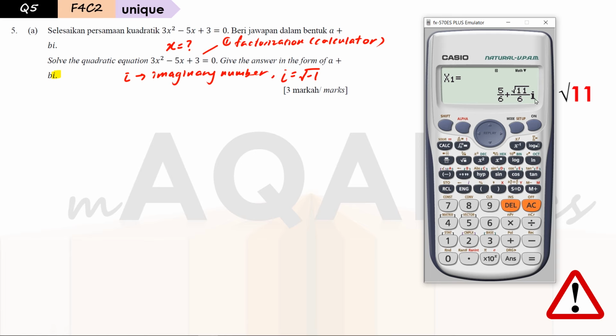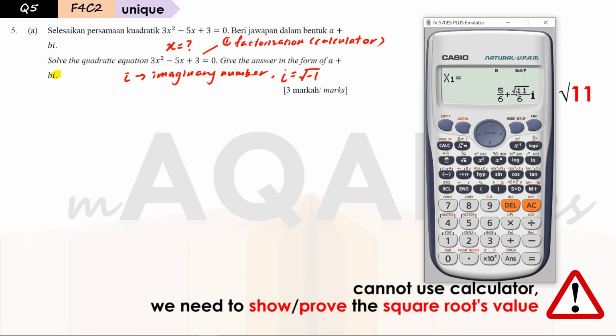So this is an indicator where we cannot use the first method, which is the factorization way, to find out the value of x. The reason is because we need to show how we figured out the value of the square root here, which is 11. Okay, we need to show it out.